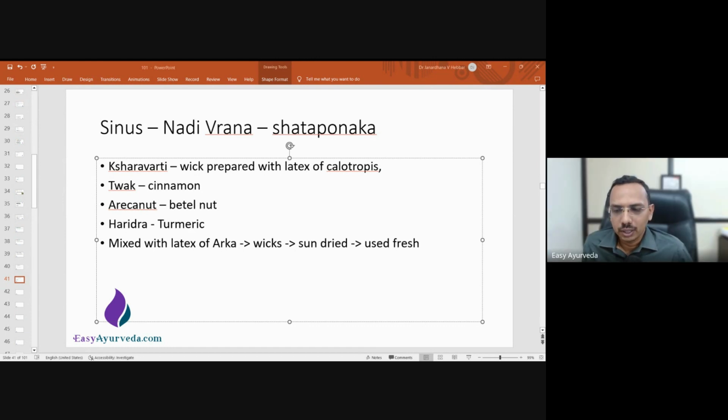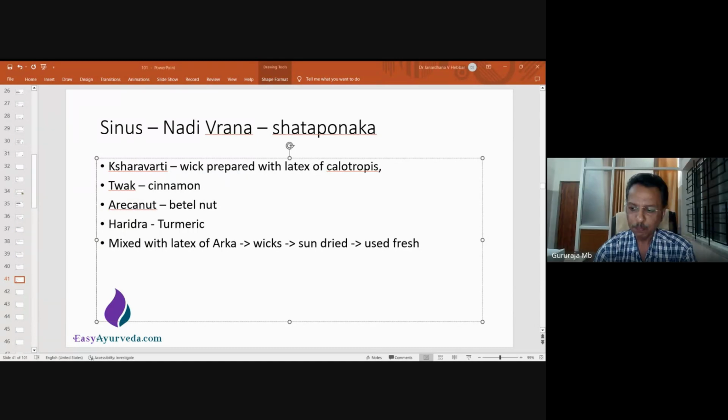The betel nut is understandable, being astringent, and turmeric has wound healing properties. Why cinnamon? Cinnamon is one of the best wound healers as well as an antiseptic, and it causes a very clear sloughing out and removes everything from the wound. It makes the wound clean, and it is a very good wound healer.